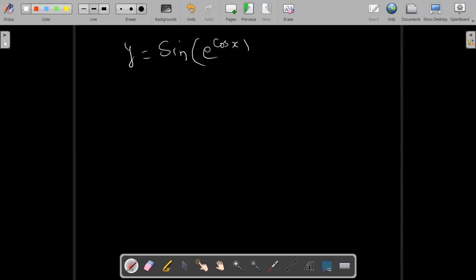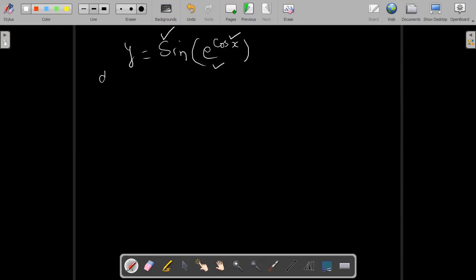e to the power cos x. Now you have 3 functions: sine, inside sine the exponential function, and inside the exponential function, cos x. So there are 3 functions, and it will be solved by differentiating these 3 functions. But how to differentiate? By chain rule.